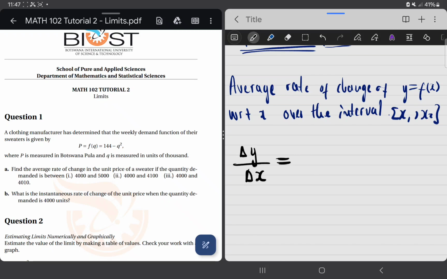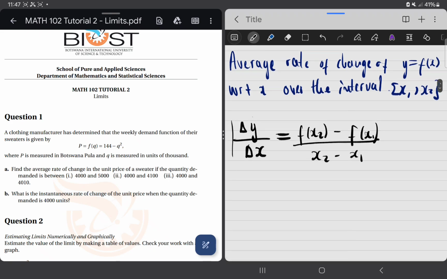And for us, since we'll be having a function, it will be f of x2 minus f of x1. Remember that the change in y is like y2 minus y1, and y you can write as f of x. So it'll be f of x2 minus f of x1 over change in x, which is x2 minus x1. You say the average is equal to change in y over change in x, which is equal to f of x2 minus f of x1 over x2 minus x1.